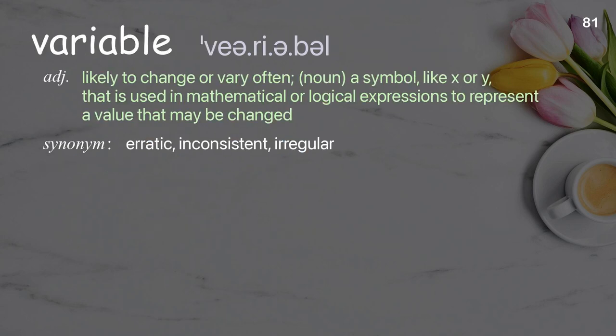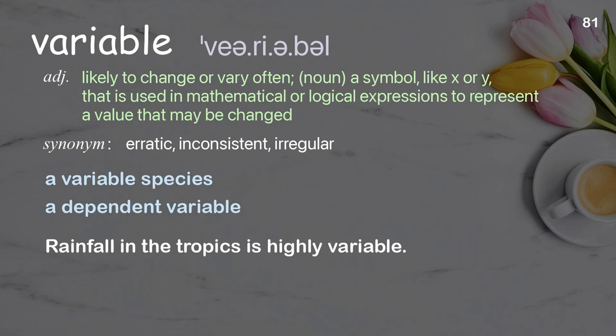Variable. Likely to change or vary often. Noun, a symbol, like X or Y, that is used in mathematical or logical expressions to represent a value that may be changed. Examples: a variable species, a dependent variable. Rainfall in the tropics is highly variable.